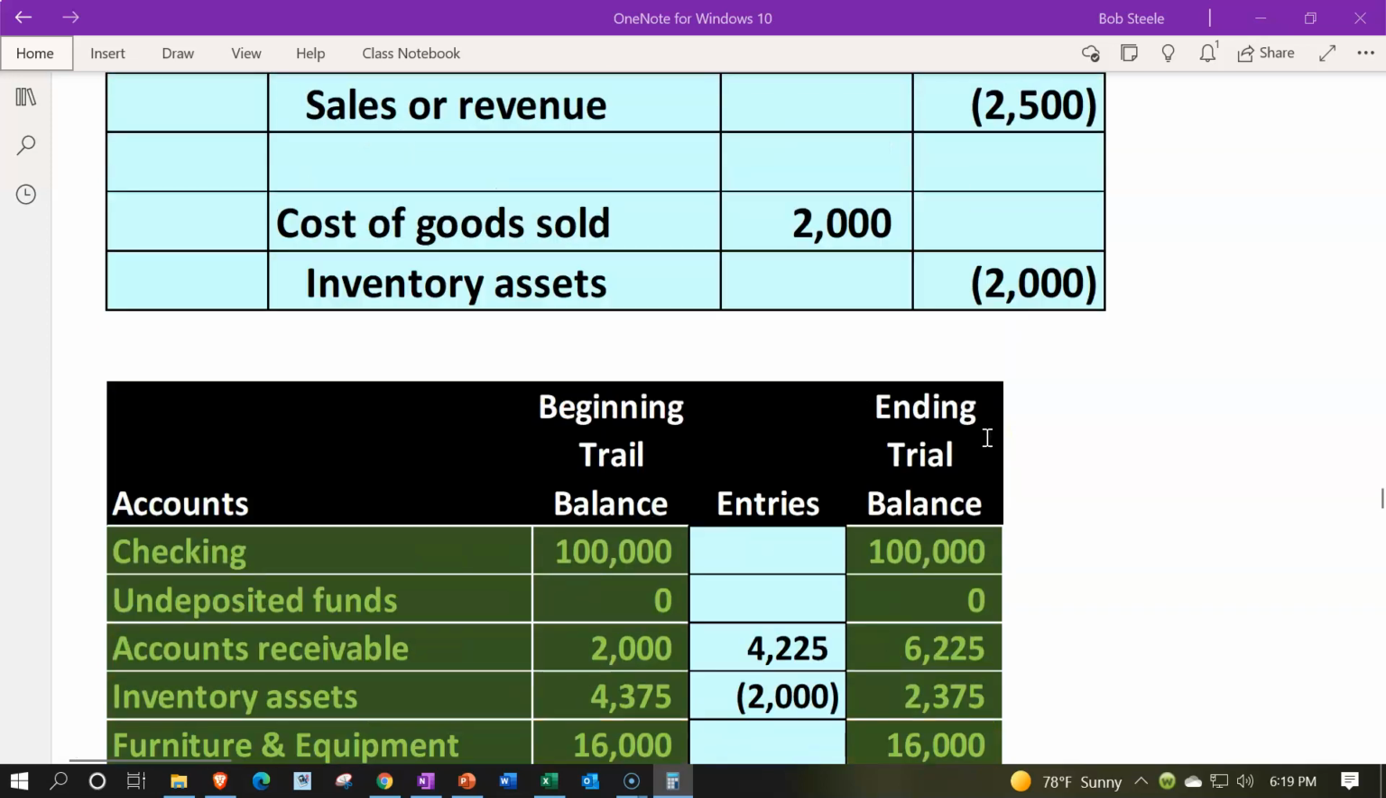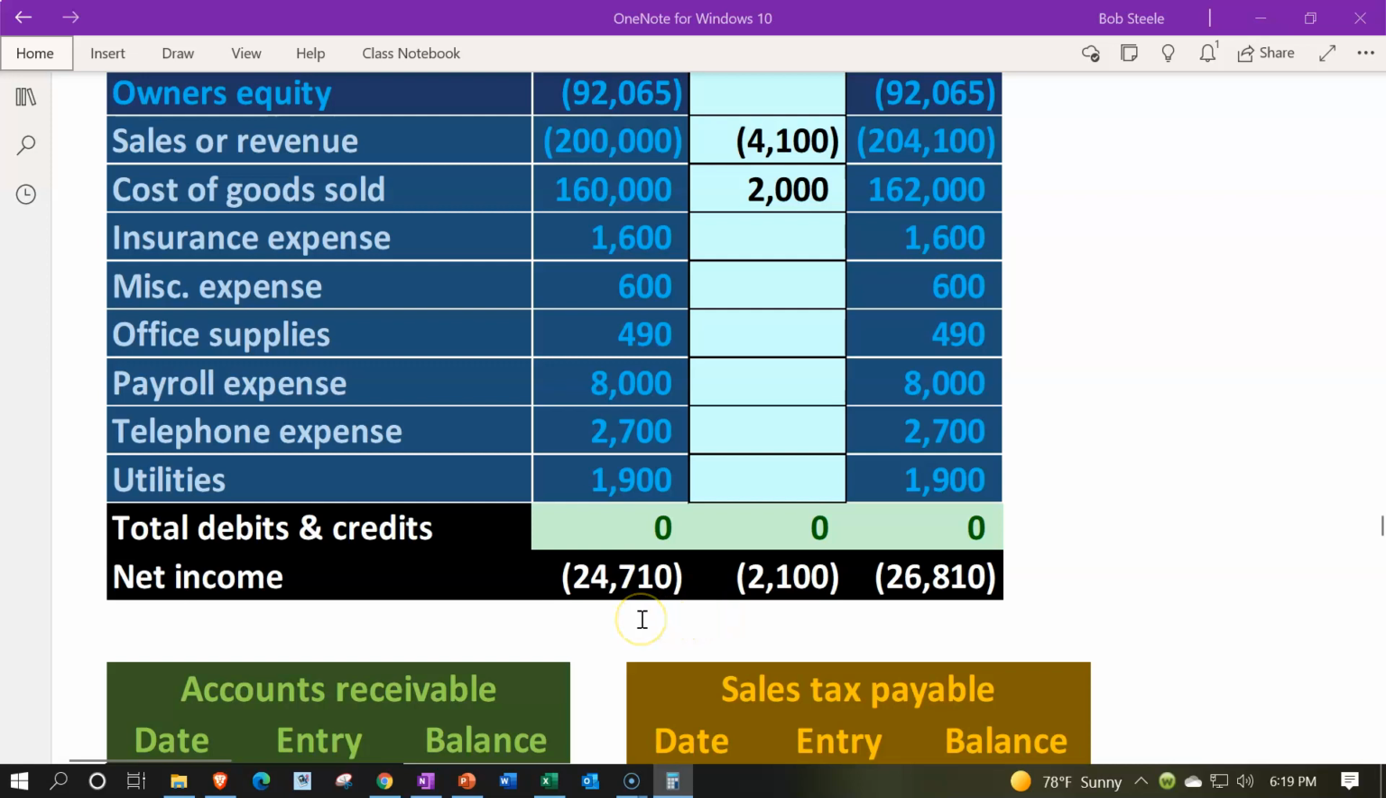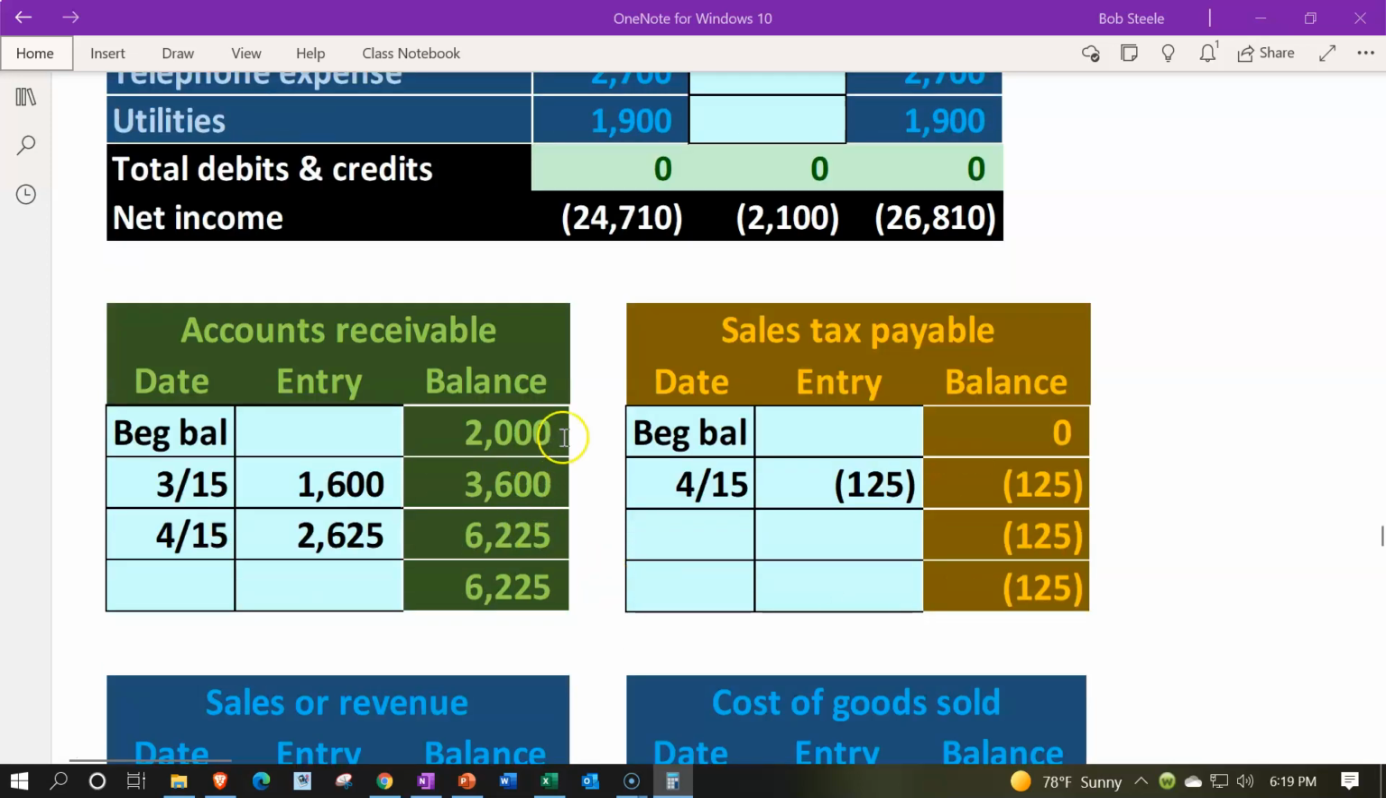So for this transaction, the net between those two items is really the impact on the net income down below. Between the two transactions or two invoices that we thought about, we went from 24,710 income up by 2,100 net for the income accounts, revenue minus expenses, to 26,810. The accounts receivable was at the 2,000 for the first invoice. It went up by 1,600 to 3,605. Then it went up by the second one by the 2,625, which includes the sales tax, to 6,225.